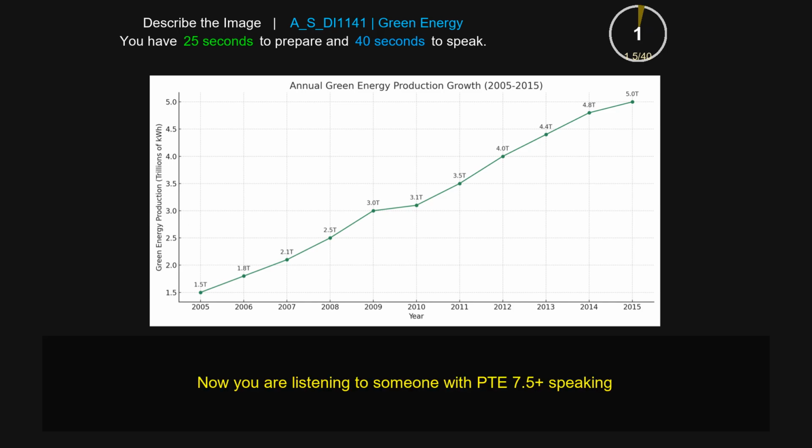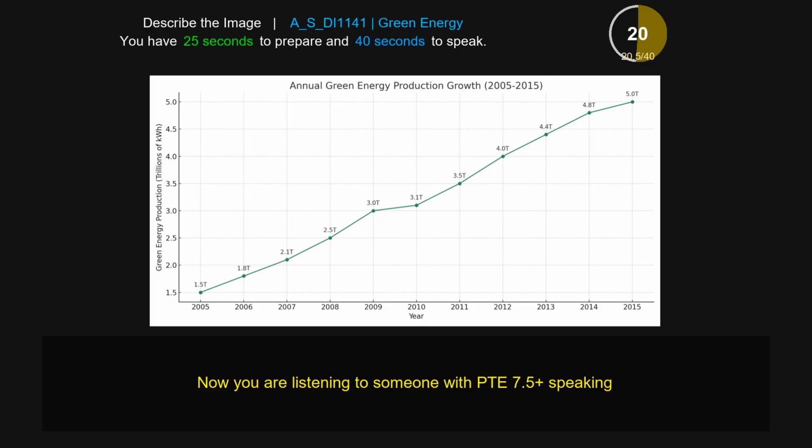The given line graph shows us the annual green energy production growth between the years 2005 and 2015. The x-axis represents the year, ranging from 2005 to 2015, whereas the y-axis represents the green energy production in trillions of kilowatts, ranging from 1.5 to 5 trillion.